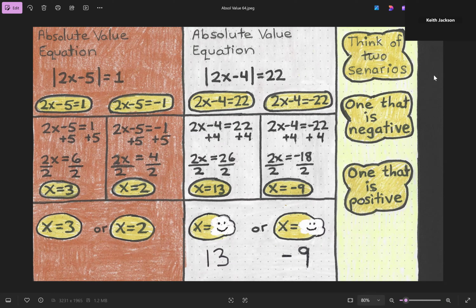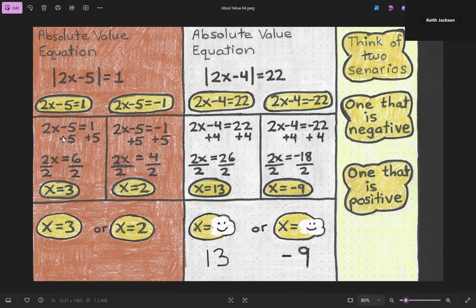In this video, we're going to continue our understanding of absolute value equations, keeping in mind that there will be two scenarios, one with an outcome that is negative and the other with an outcome that will be positive. Let's take a look at the first big example, in which we have the absolute value of 2x minus 5 equal to 1. So let's set up our two equations: 2x minus 5 will be equal to 1, while 2x minus 5 will be equal to negative 1.